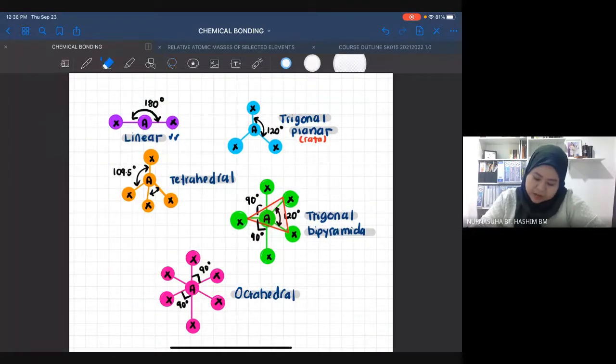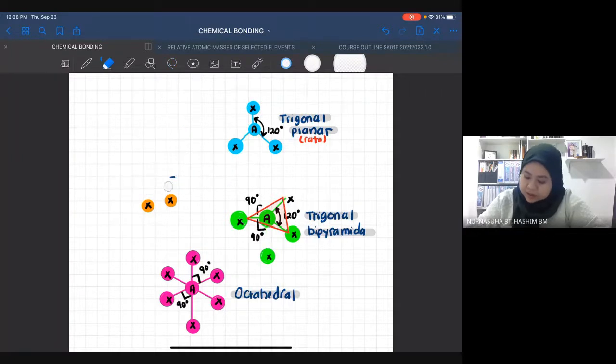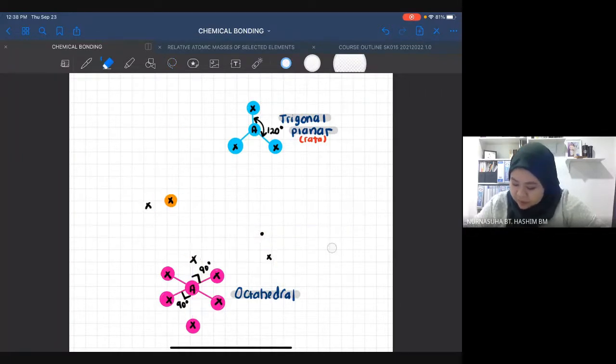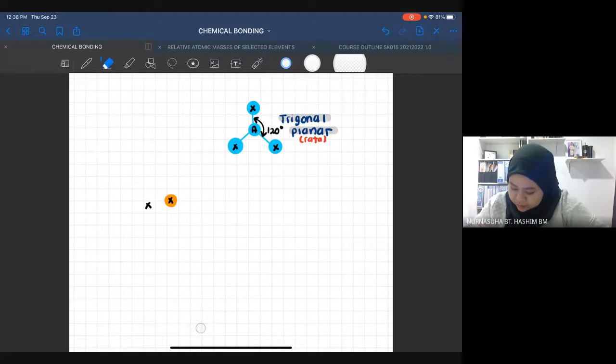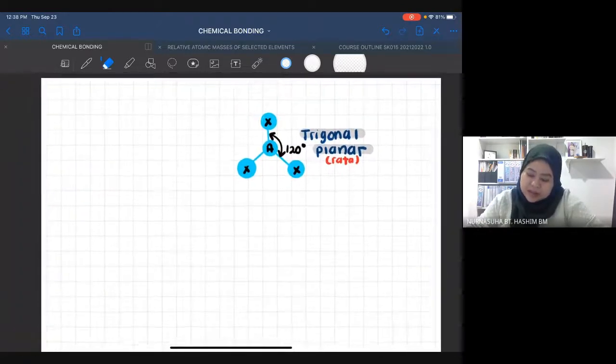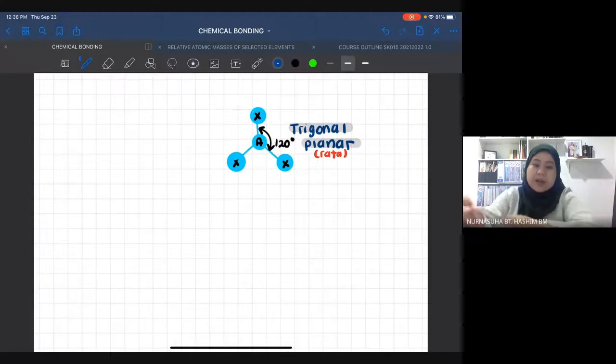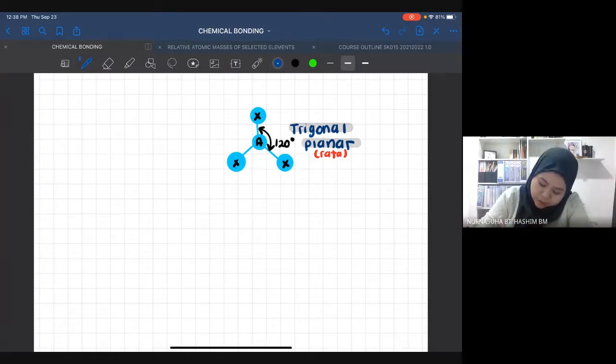Ini rasa tak ada masalah. Kita tengok pada Trigonal Planar first. Okay. Let's say untuk atom yang berbentuk Trigonal Planar, let's say I have one lone pair. So, sepatutnya macam ni.